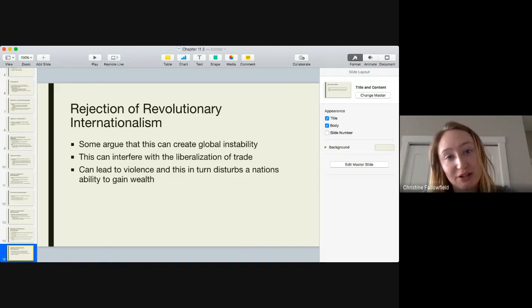Now, revolutionary internationalism also has its critiques, and while internationalism exists to promote cooperation between nations, this idea of struggle against the traditional power structures and pushing against what already exists in its entirety leads to conflict, which could create global instability. People are not generally in the business of enjoying being at war or being in times of conflict. So when we see this instability, another byproduct of this could be that trade liberalization and economic relationships suffer as well. These in turn can lead to violence and will disturb a nation's ability to gain wealth.